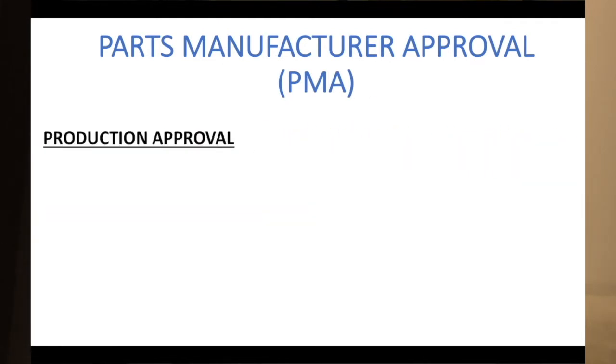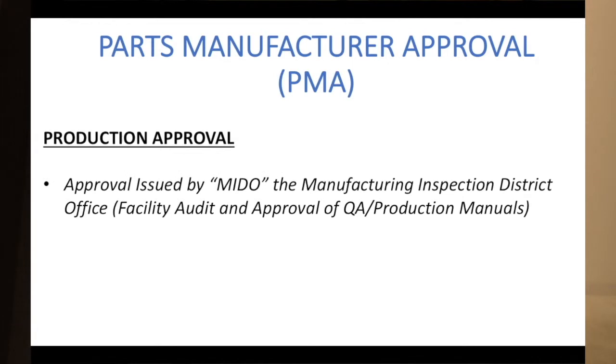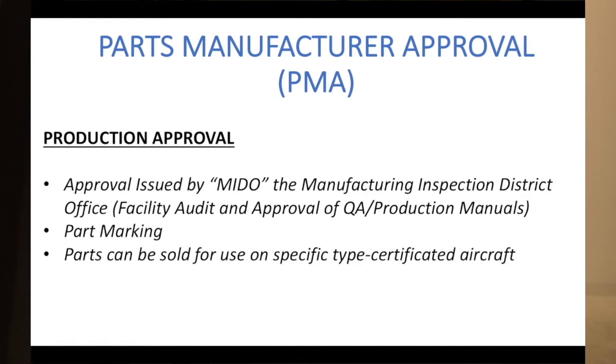Production approval is issued by the Manufacturing Inspection District Office of the FAA. When a PMA part is manufactured, there has to be a specific marking on the part. This is in accordance with 14 CFR Part 45, Section 45.15. The parts can be sold for use on specific type certificated aircraft. A PMA is not transferable.